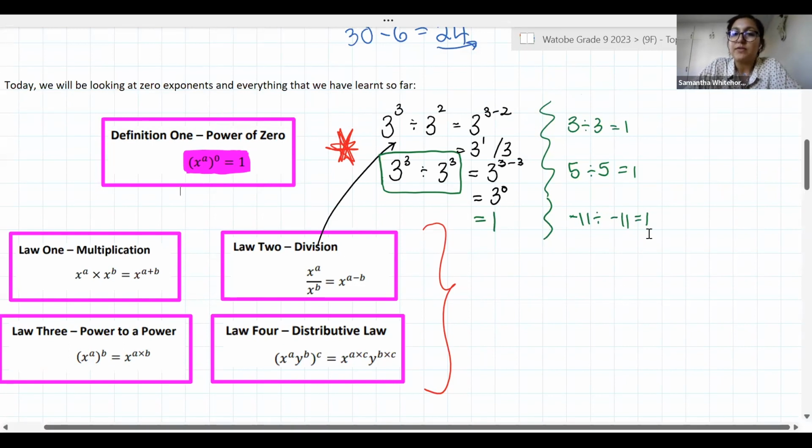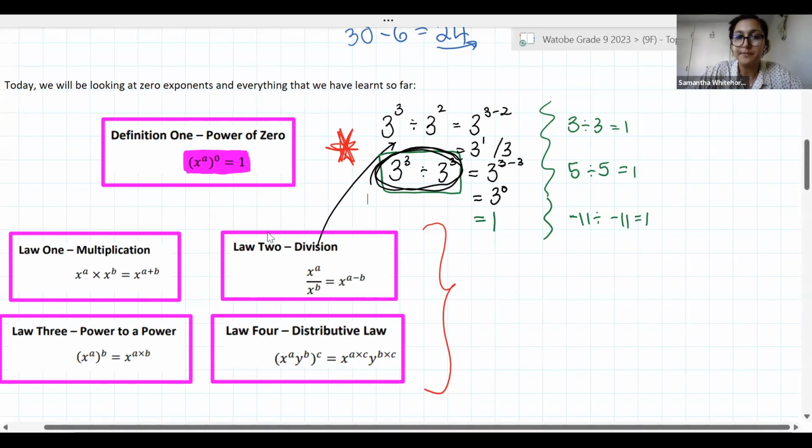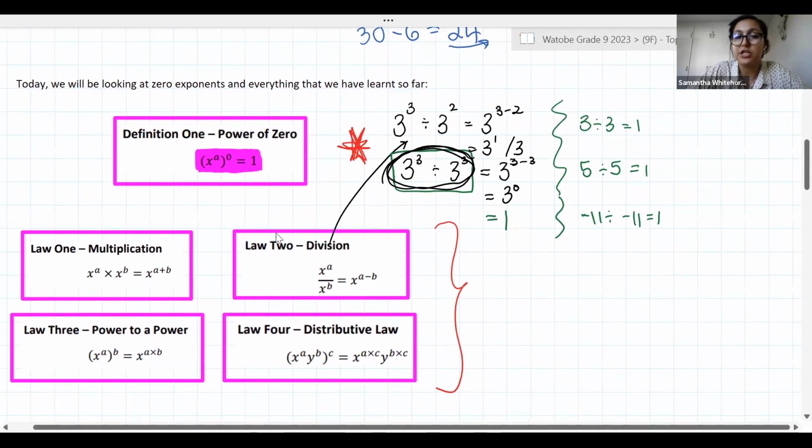So anytime we have something to the power of 0, the value of that is 1. And that is because essentially what we're doing is we're dividing the value by itself. We're saying 3 divided by 3 or x divided by x or whatever it is, but we're dividing the value by itself. And we know from division that ends up being 1. Okay, so that is sort of our zero definition.